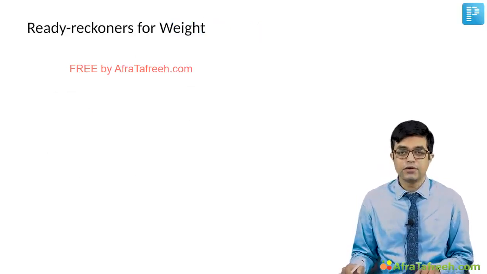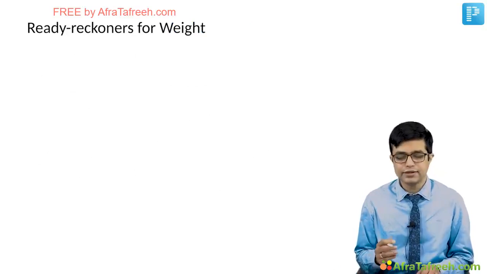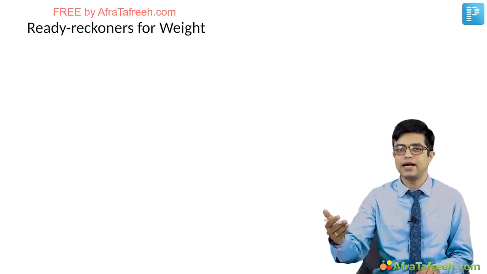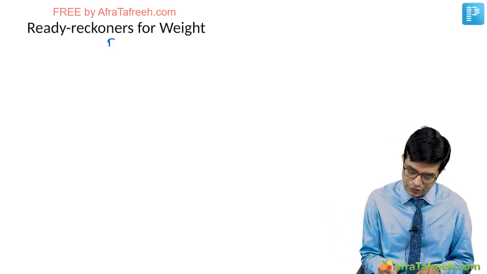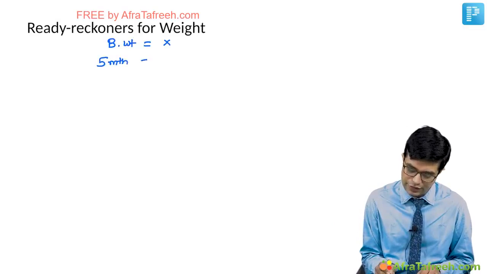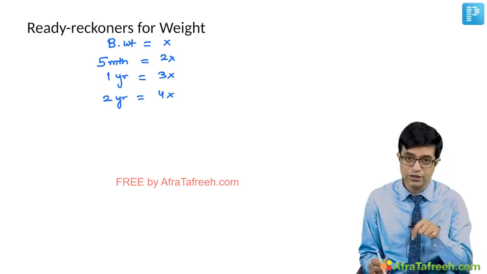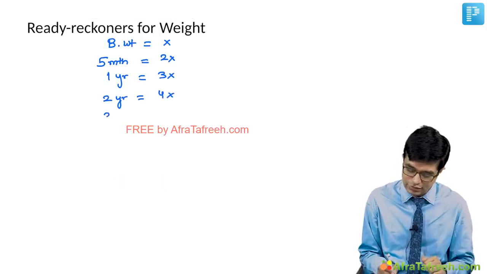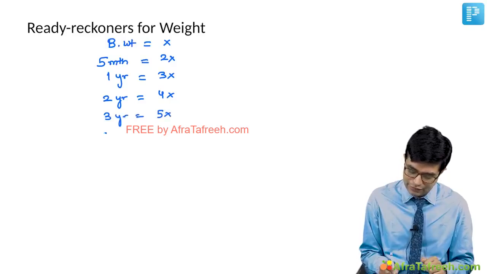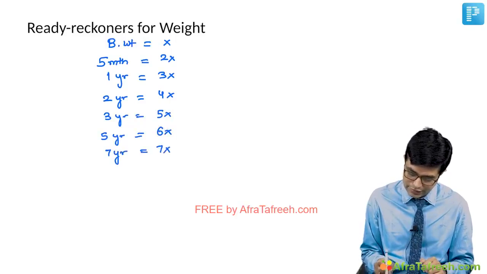Now, what are the ready reckoners for weight? If you know the birth weight, you can tell the approximate weight at a given age. So if the birth weight of the child is X, at 5 months of age, the weight becomes 2x. At 1 year, the weight becomes 3x. At 2 years, the weight becomes 4x. This is something you already know, but questions can be asked on this and we'll discuss how questions are asked. At 3 years, the weight becomes 5x. At 5 years, the weight becomes 6x. At 7 years, the weight becomes 7x. And at 10 years, the weight becomes 10x.